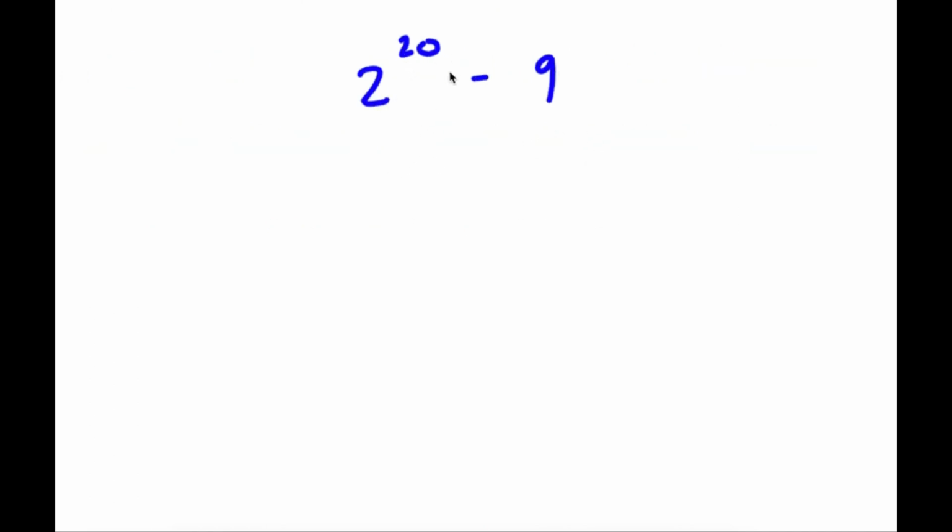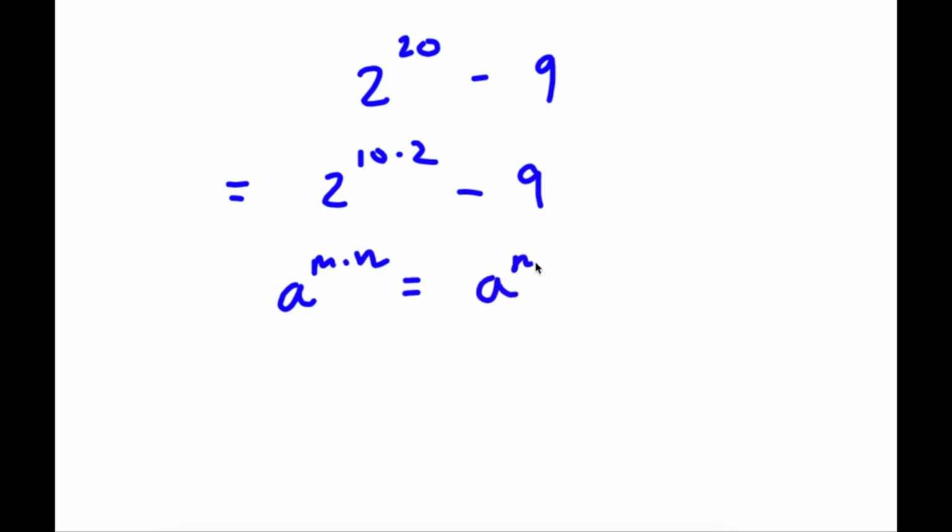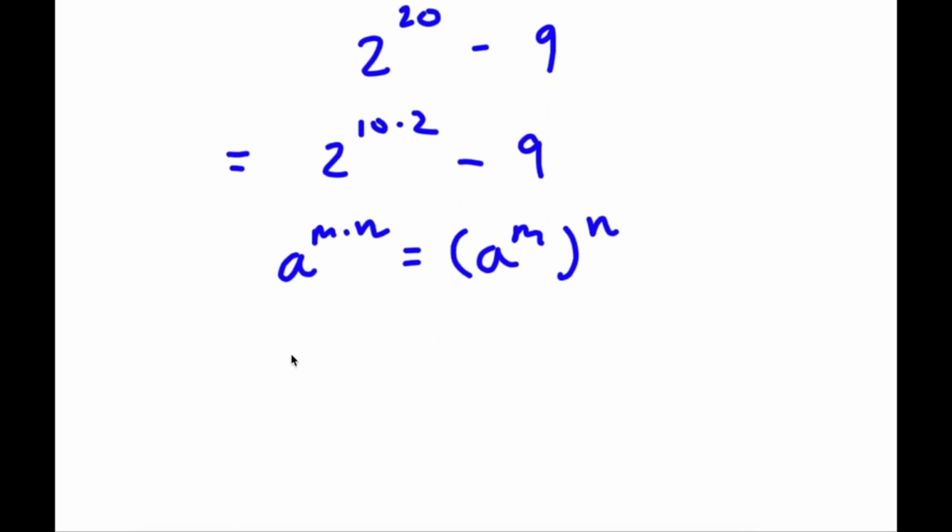Alright, so I have 2 to the power of 20 minus 9. Now first off, 2 to the power of 20 we can rewrite as 2 to the power of 10 times 2, because 20 is equal to 10 times 2. Now I have minus 9. Now if I have something in the form a to the power of m times n, this is equal to a to the power of m to the power of n. So 2 to the power of 10 times 2 is going to equal 2 to the power of 10 to the power of 2. Now I have this minus 9, we can rewrite as 3 squared.